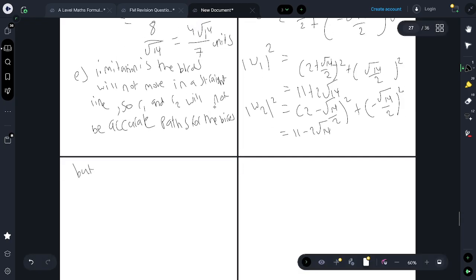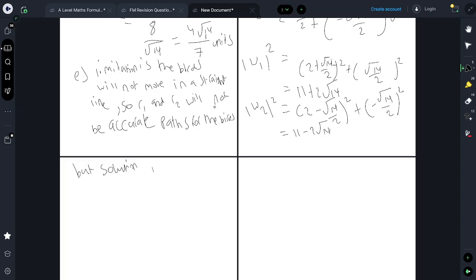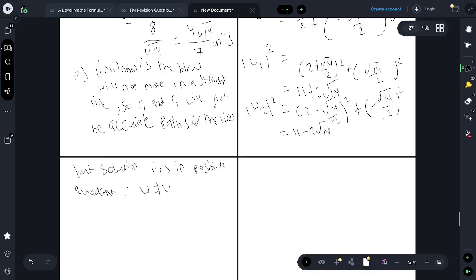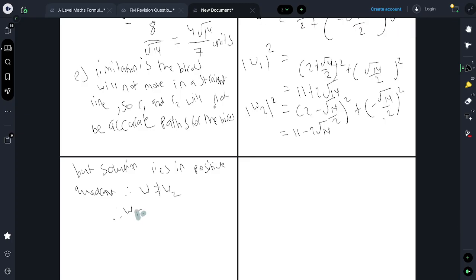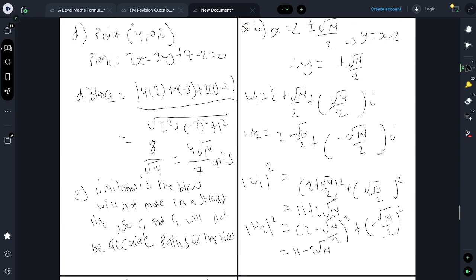But the solution lies in the positive quadrant, right? Therefore, W cannot be equal to W2, because W2 is the negative y value, the negative imaginary. Therefore, W has to be W1 only. Therefore, mod W has to be 11 plus 2 root 14. That's really clever. Oh god, that's a clever question.